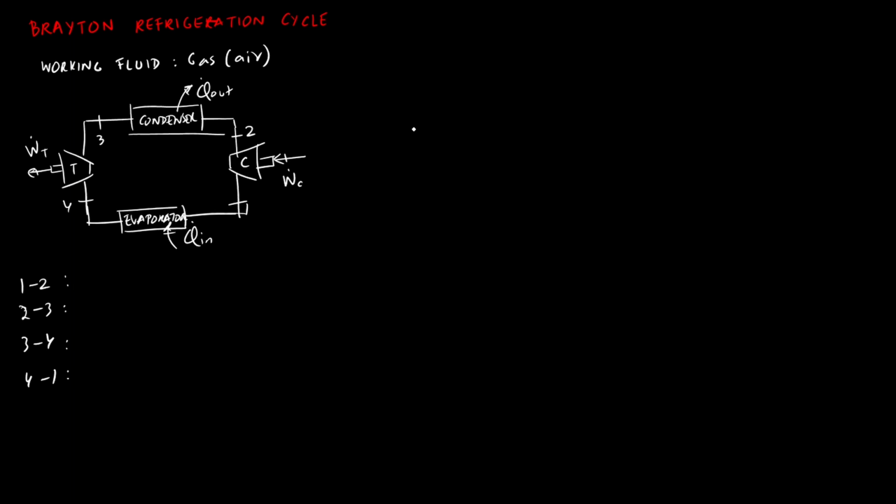Across this, you could also make a TS diagram. Let's just make a TS diagram. And on the TS diagram, you're going to have constant pressure lines, which I'll just represent by these. These are my constant pressure lines. So process 1 to 2, and right now remember that we're only talking about the ideal Brayton cycle. So with the ideal Brayton cycle, we're going to have reversible processes.